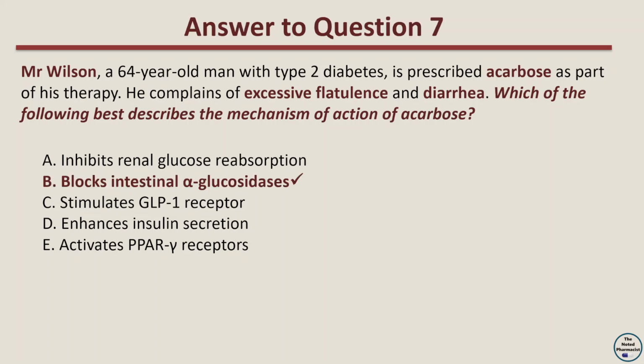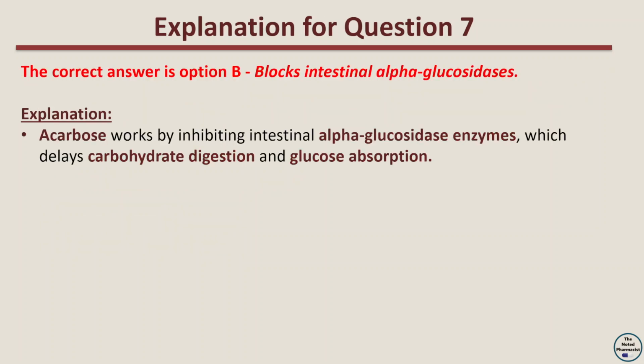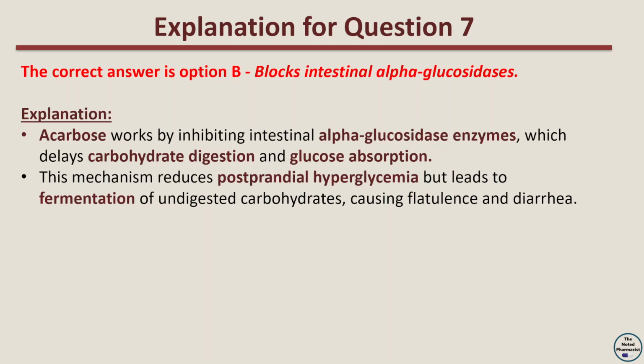The correct answer is option B, blocks intestinal alpha-glucosidases. The explanation is that acarbose works by inhibiting intestinal alpha-glucosidase enzymes, which delays carbohydrate digestion and glucose absorption. This mechanism reduces postprandial hyperglycemia but leads to fermentation of undigested carbohydrates, causing flatulence and diarrhea.